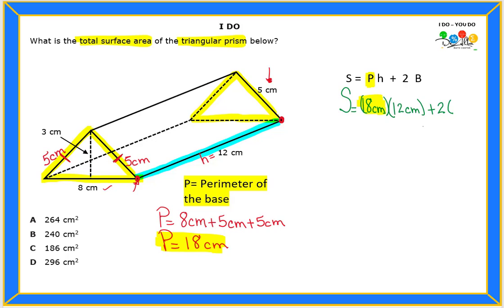So the perimeter is 18 centimeters. We already replaced that. The height is 12 centimeters. So we have it right here. Okay. Notice how the 2, I'm just going to bring it down. I'm not replacing that. Look, this 2 is the 2 that is right there. Okay. Capital B means area of the base. So what's the base? My base is the triangles, right? So I am going to need to find the area for the triangle.